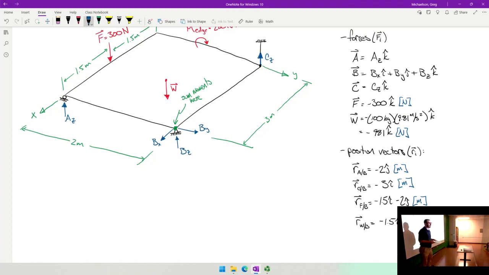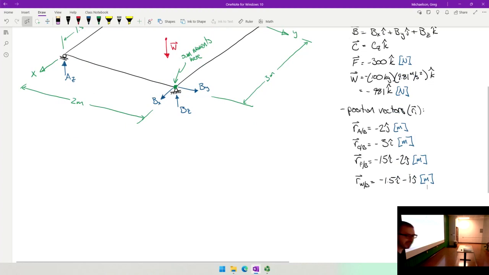But is everybody with me so far on what I'm doing? Just force vectors and position vectors. So far, so good? Okay, so now what we're going to do is evaluate some cross products. This will get a little mechanical, so I'll go through the first one.